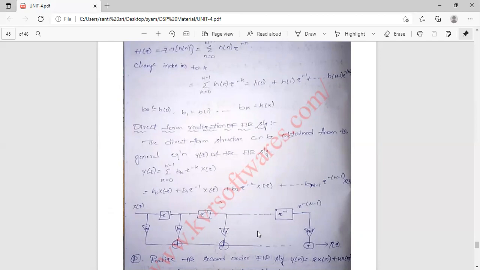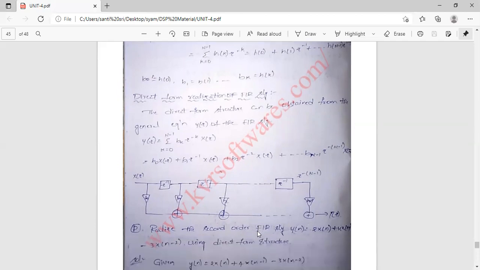Y(z) is equal to sigma k equal to 0 to N minus 1, b_k into z power minus k into X(z). Okay, b_k into z power minus k. So for k equal to 0, that is b0 into z power 0, which is 1, so we get X(z). If k is 1, b1 into z power minus 1 into X(z). Similarly, b2 into z power minus 2 into X(z), up to b_(N minus 1) into z power minus (N minus 1) into X(z).